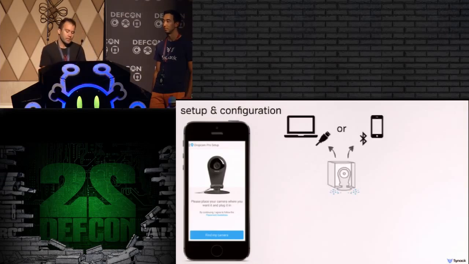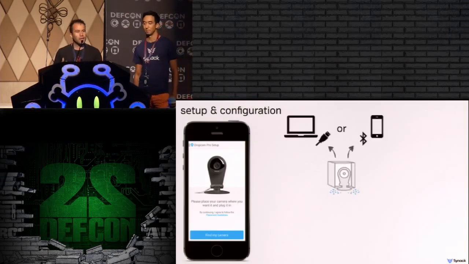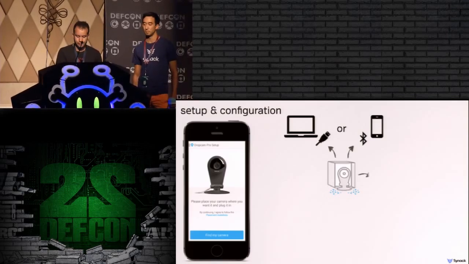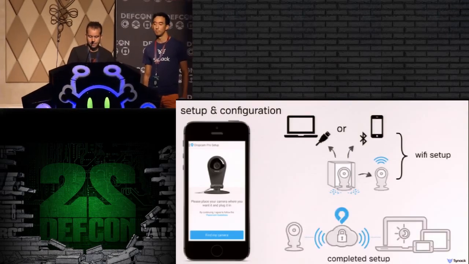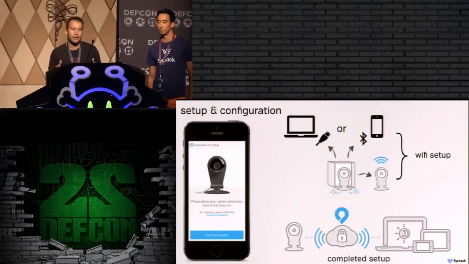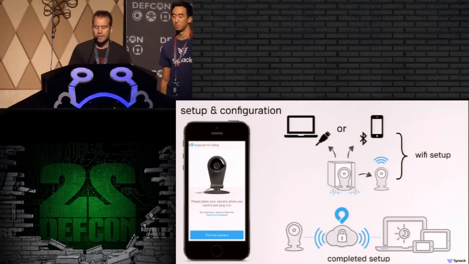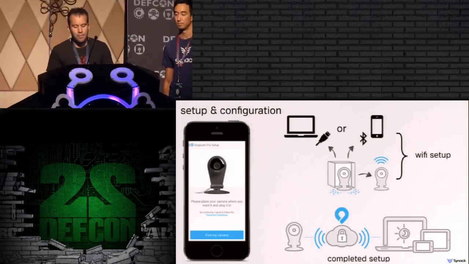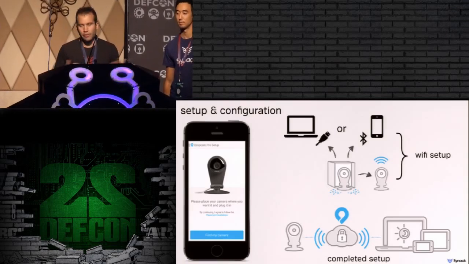Now there's two ways to do this. This configuration can be done by either plugging the camera into the computer via USB or with a smartphone that has Bluetooth. Once the setup is complete, the camera will be connected to the Wi-Fi network. From then on, it's pretty much fully autonomous. You really don't have to worry about it anymore. It's going to stream audio and video to the cloud and beacon to the DropCam servers for updates on a regular basis.